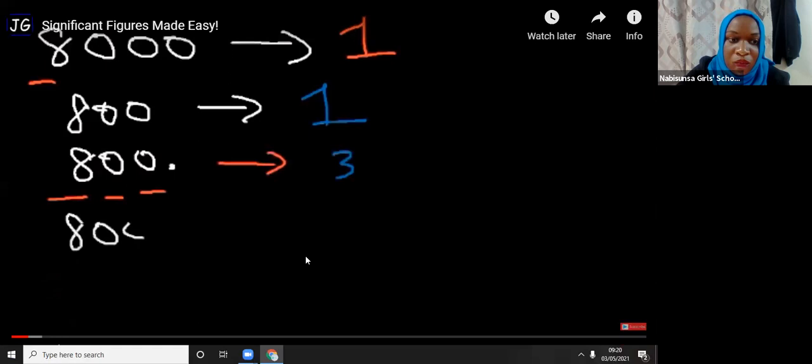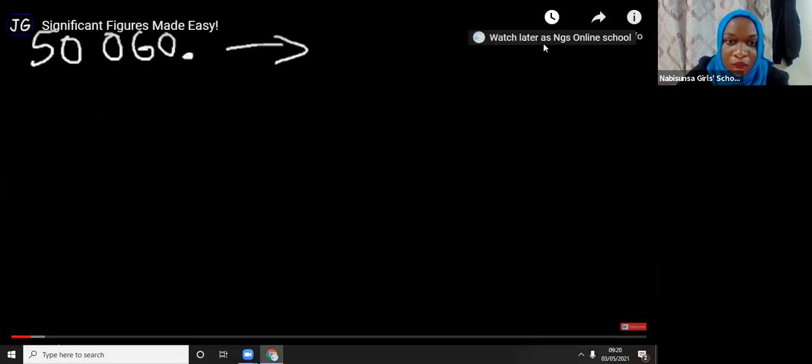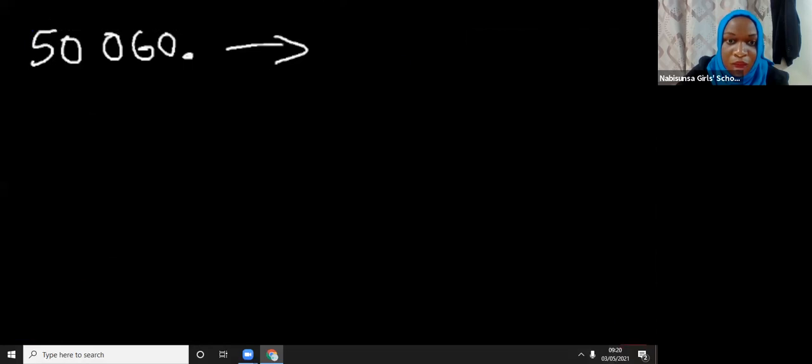Now what about 800.0? So we count all the zeros, including the one to the right of the decimal point, since all of the zeros are to the right of the 8. So in that example, it has 4 sig figs. Now what about this one? 50,060 with a decimal point. How many sig figs are in this number? So since we have a decimal, every zero to the right of a non-zero number will be counted as significant. So we have 5 significant figures.